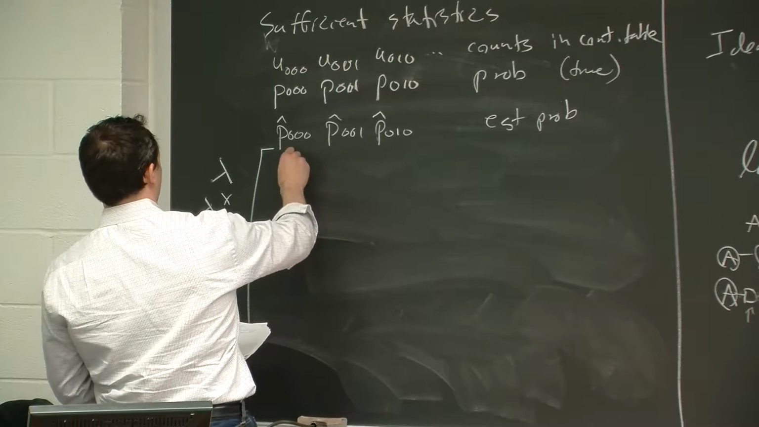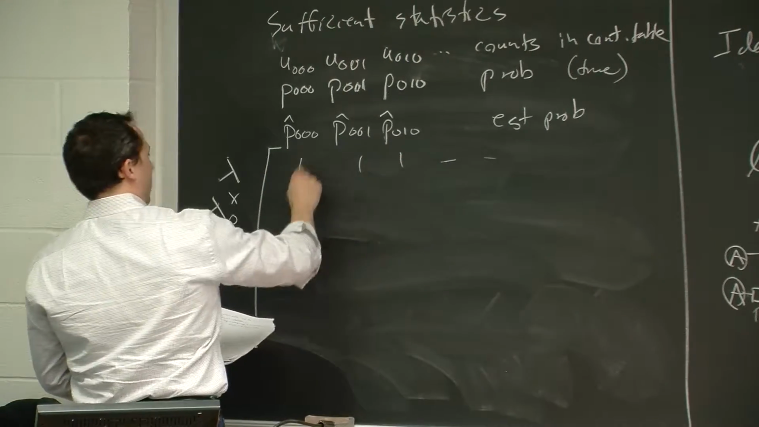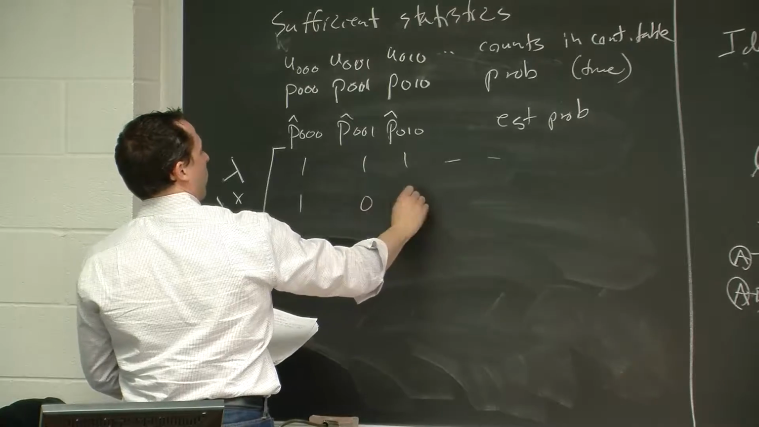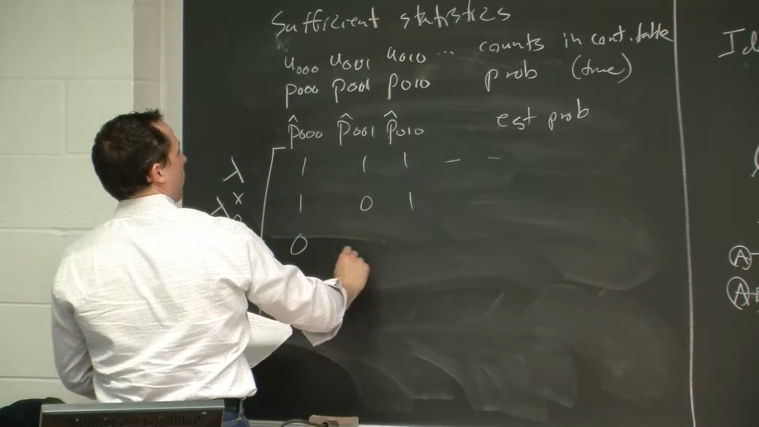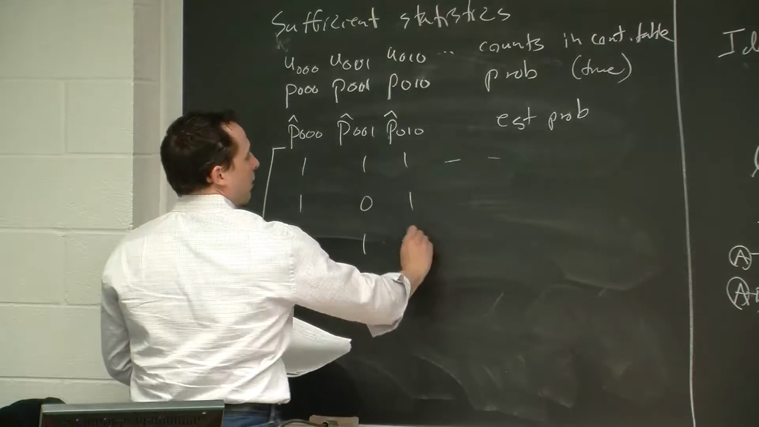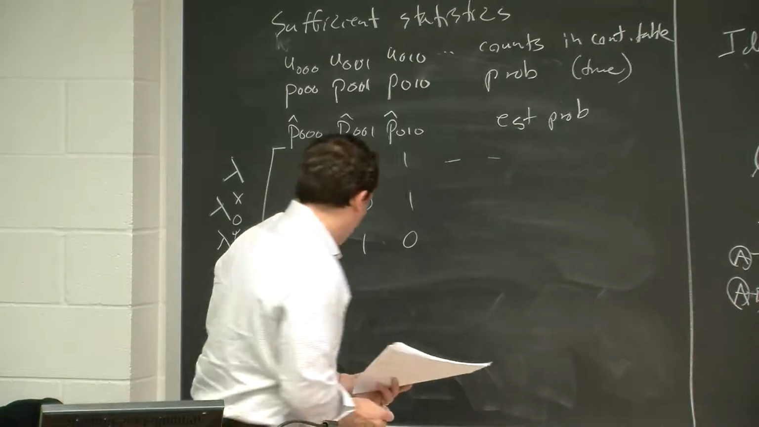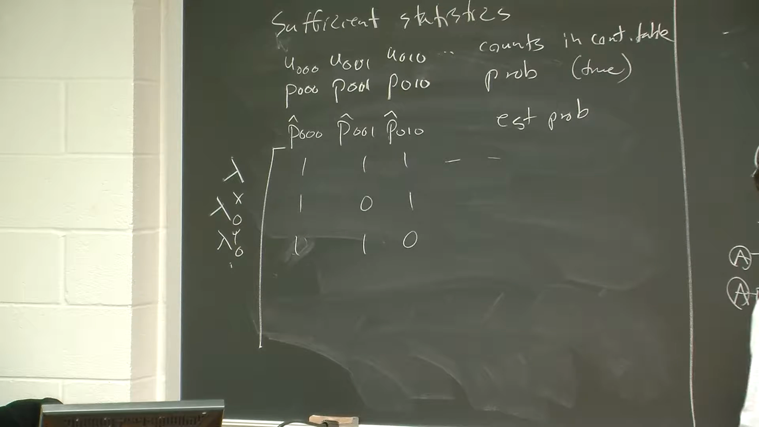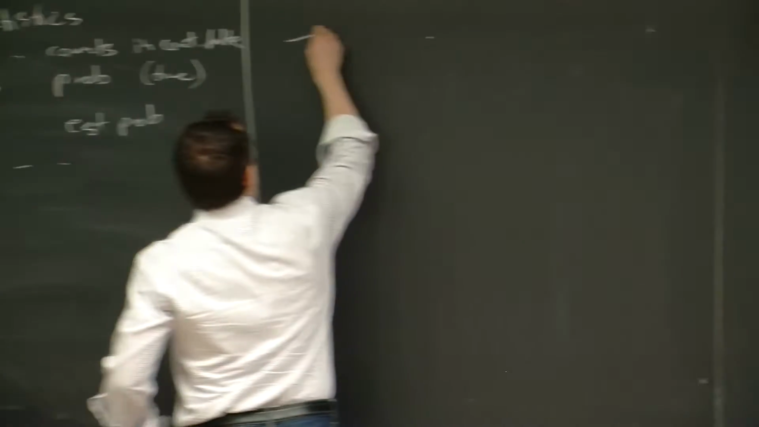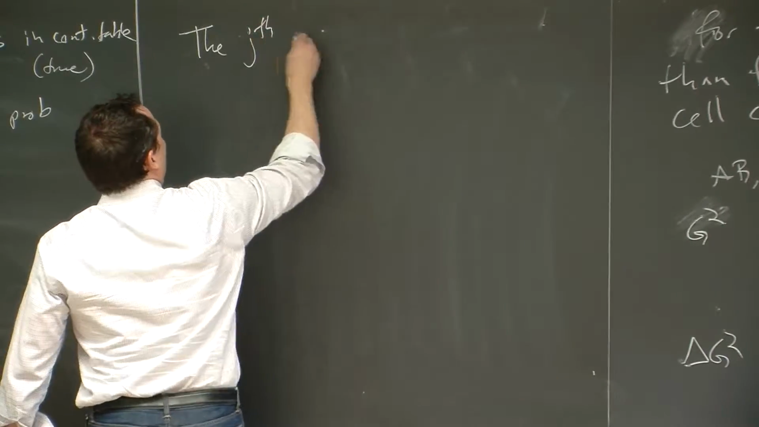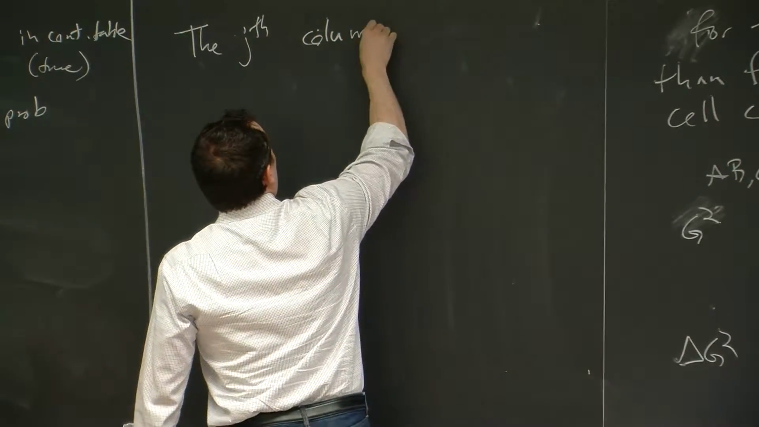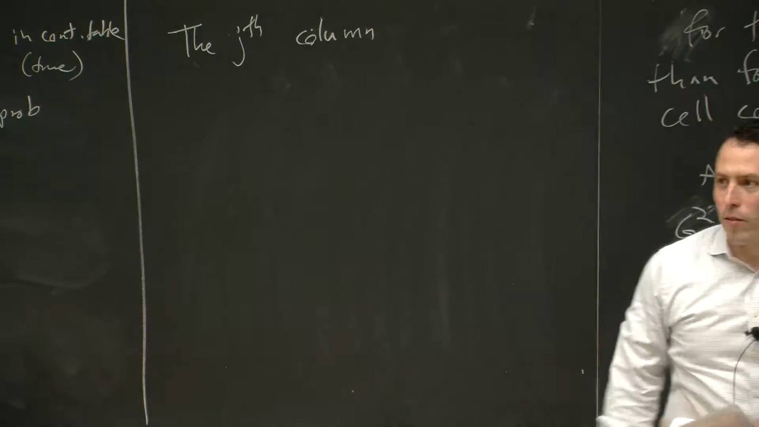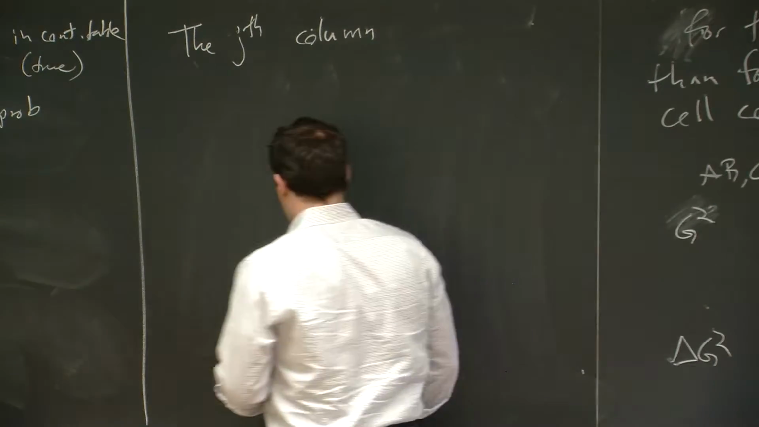So this is 1, these are all 1s. This will be 1, 0, 1. This would be 0, 1, 1, 0, and so on. So when we think about this matrix, the rows I can interpret as sufficient statistics, or what I'm measuring, or in terms of the parameters.